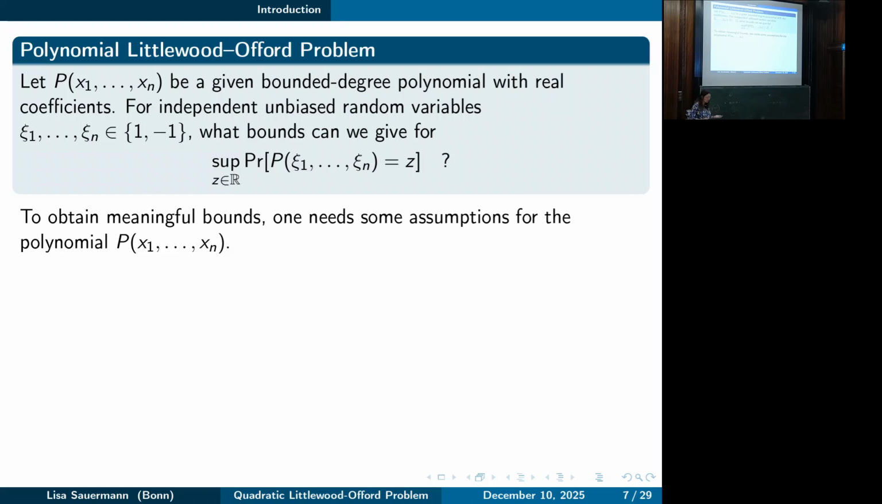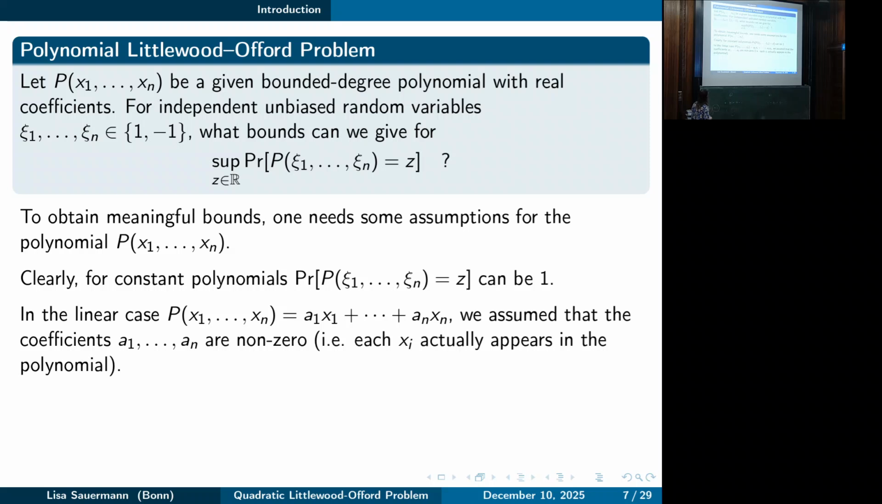Okay, but in order to have any hope to obtain any meaningful bounds there, one needs some assumptions on the polynomial. Clearly, if it's a constant polynomial, then this is very boring because the probability can be 1. So we need to exclude that. Let's remember that in the linear case, we assume that these coefficients are non-zero. In other words, we assume that each of these xi's actually appears in the polynomial, because in the linear case, if the coefficient is 0, that's the same as not using that variable.